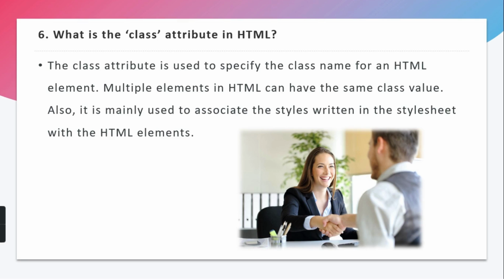The sixth question is, what is the class attribute in HTML? The class attribute is used to specify a class name for an HTML element, and multiple elements can share the same class value. It is mainly used to associate the styles written in a style sheet with HTML elements. This is all about the class attribute in HTML.